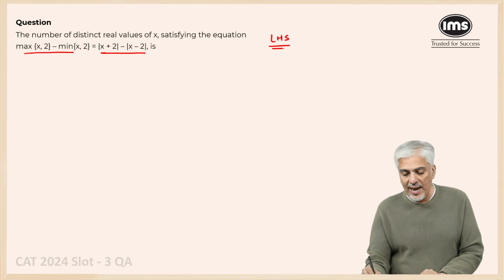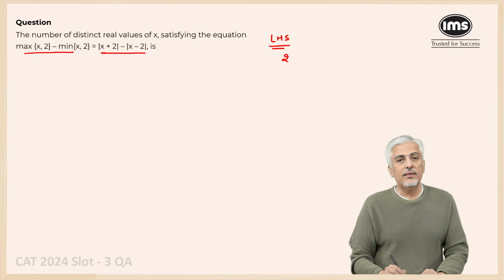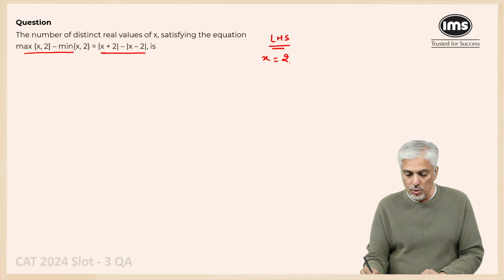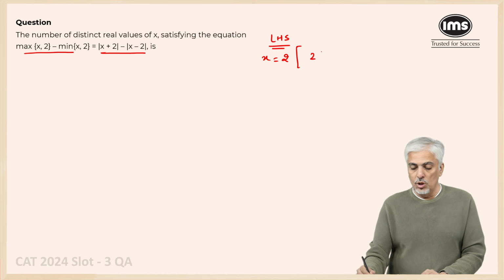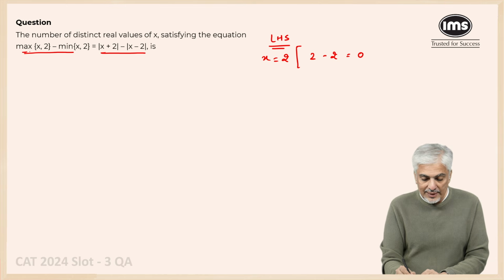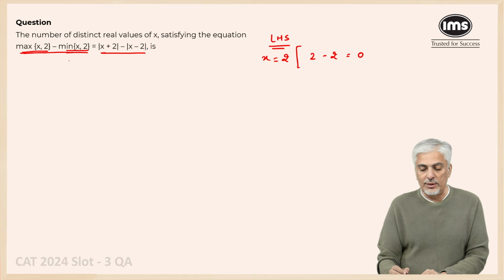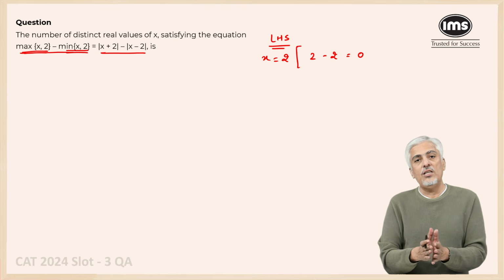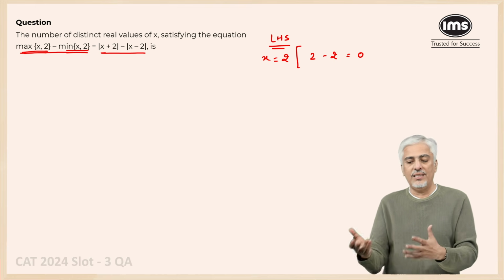Now, when I think at 2, what happens? Max of 2 comma 2 is 2 only. So when x is 2, we will get max as 2, and min is also 2. So for 2, we will get an answer 0, because this answer will also be 2 and this answer will also be 2. So at x is 2, we are going to get a 0. Now let's take a value of x above 2, like a 3 or something.